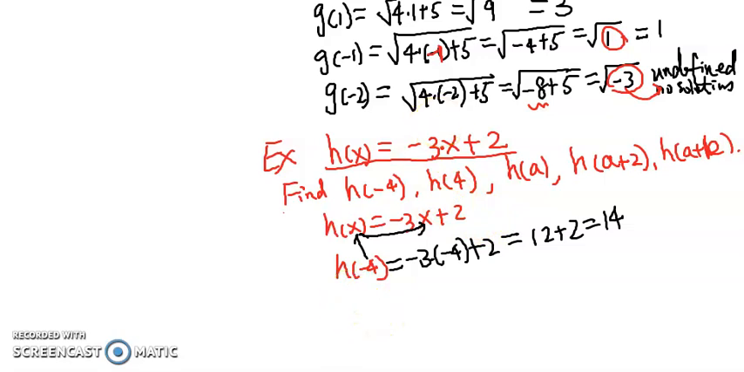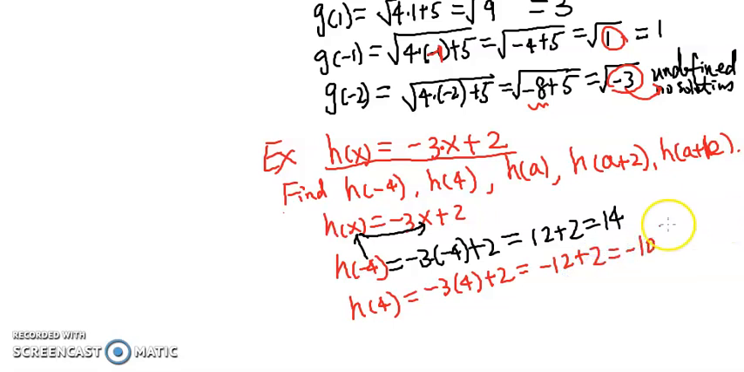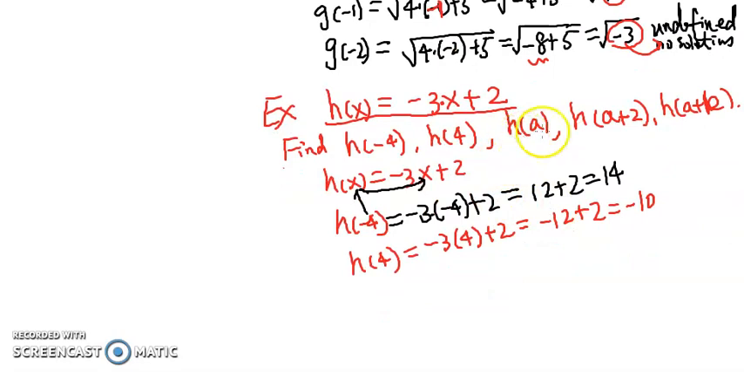What if we do h of positive 4? So at 4, we're going to replace x with positive 4 now. And negative times positive is negative 12 plus 2 gives us negative 10. And so these are the numbers, which can be done similarly as the first example. But in the next example, it's not a number anymore, it's the letter A. But the idea is the same.